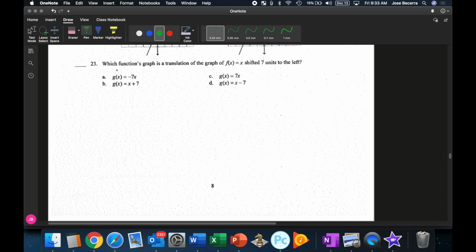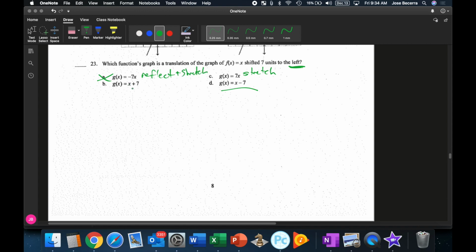Now, next one. Which function's graph is a translation of the graph of x shifted 7 units to the left? Okay, so Aoife's saying D. Okay, so let's look at it. First of all, this negative is a reflection. This 7x is a stretch. This is a reflection and a stretch. This is just a stretch.